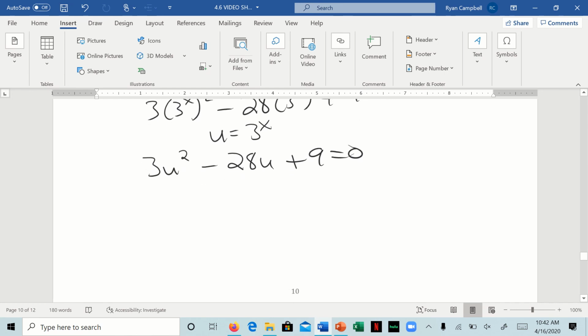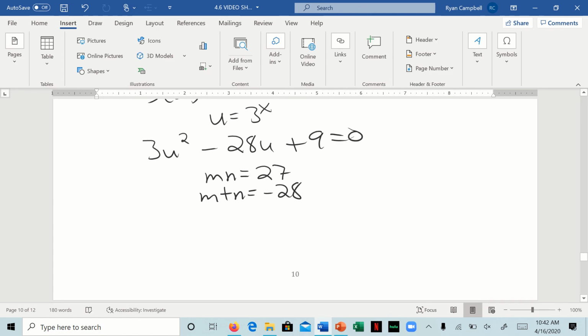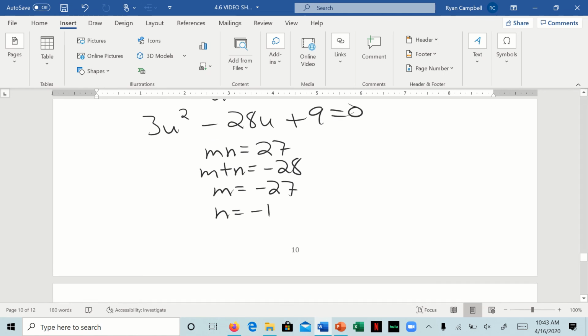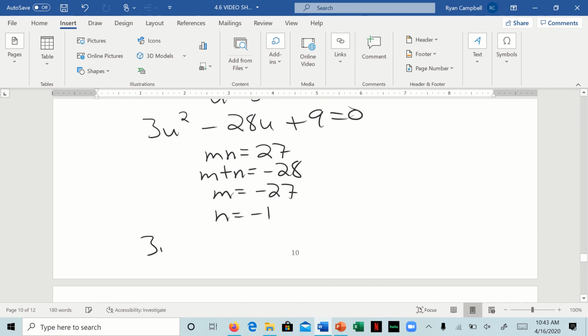So there's lots of ways of going about this. If you would like to do quadratic formula, that's fine. I'm going to do factoring. So we can factor by grouping. This is the way I do it. So we need to know what 2 numbers multiply to get you 3 times 9, which is 27, and add to get you negative 28. So hopefully you can see that would be negative 27 and negative 1, right? These 2 numbers multiply to get you positive 27, and add to negative 28. So then we can rewrite our equation using these 2 numbers. So minus 27u minus 1u plus 9 equals 0. Then we want to group them up.